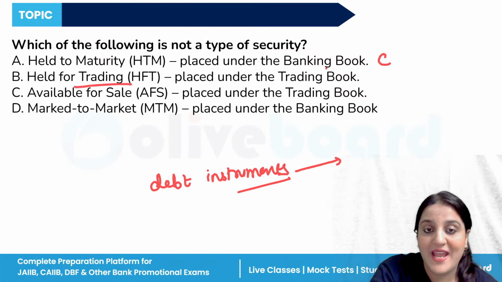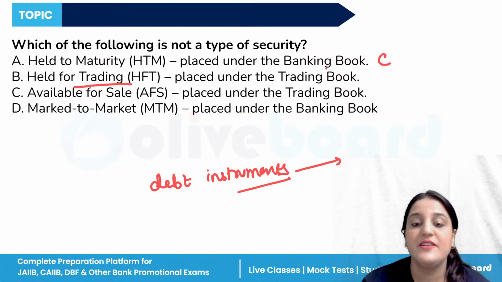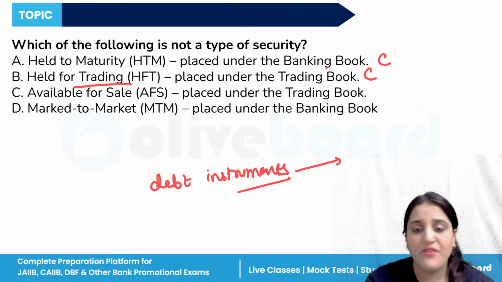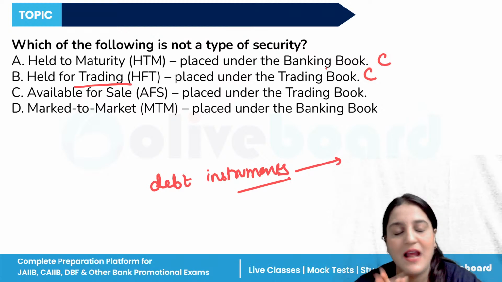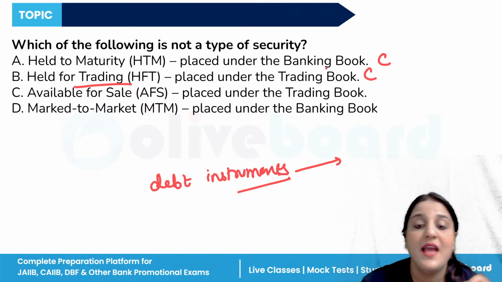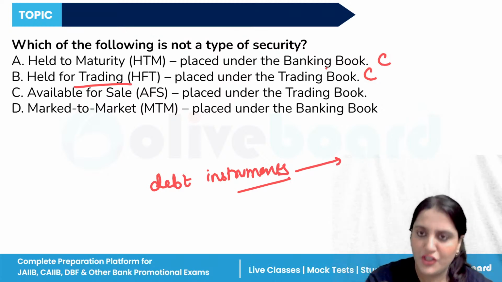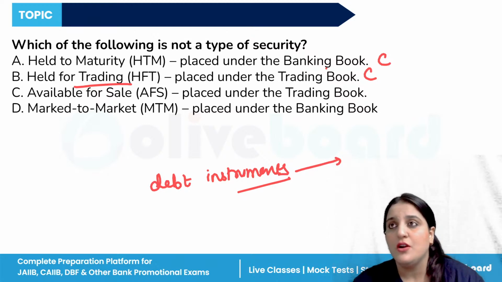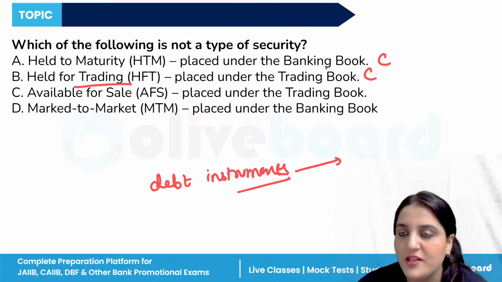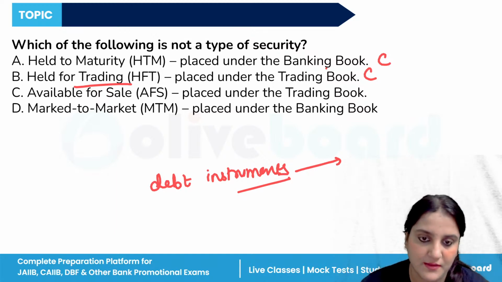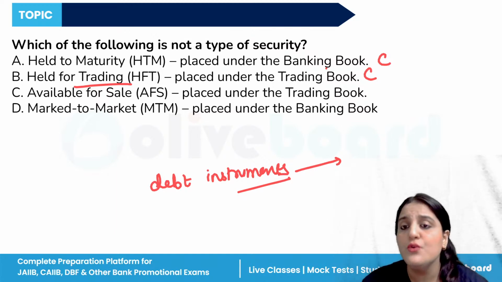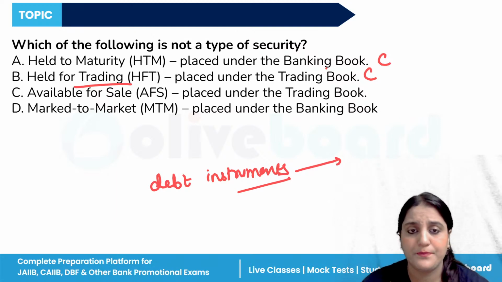If we talk about held for trading, placed under the trading book, this statement is also correct. Why? Because HFT securities are typically bought with the intention to sell them in the short term for trading purposes. They are classified under the trading book and are valued at the par value.